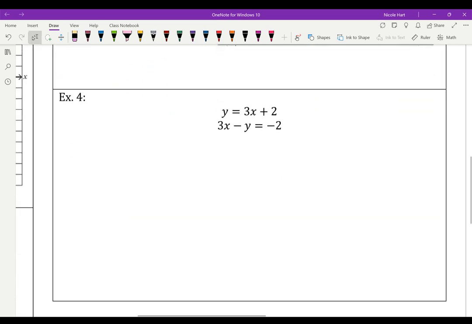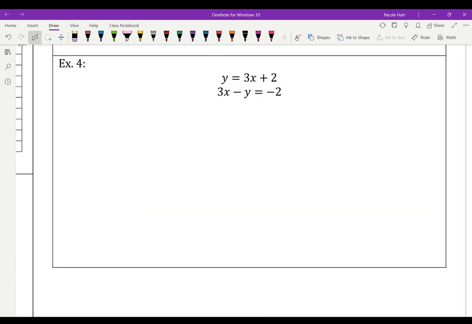Okay, so looking at our last example here, this is a substitution question. So we are going to look at taking this y value of 3x plus 2 and replacing it with the y in the second equation. Now this is, again, why I stress using parentheses, because I see a negative symbol in front of that y, and I know that's going to cause some changes to how I execute this problem. So I'm going to rewrite that second equation, 3x minus, and then where I see the y, I'm going to put parentheses and insert the 3x plus 2, and close parentheses, equals negative 2.